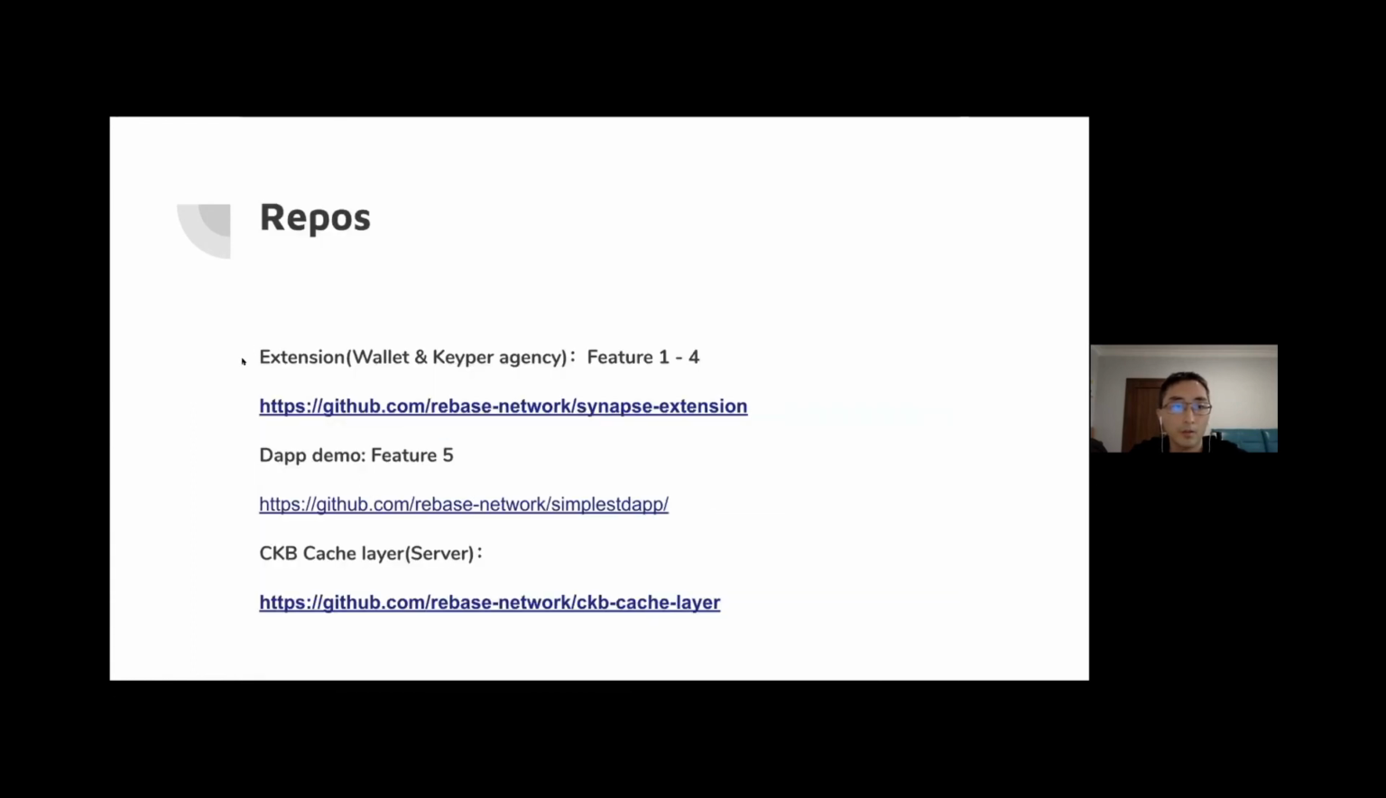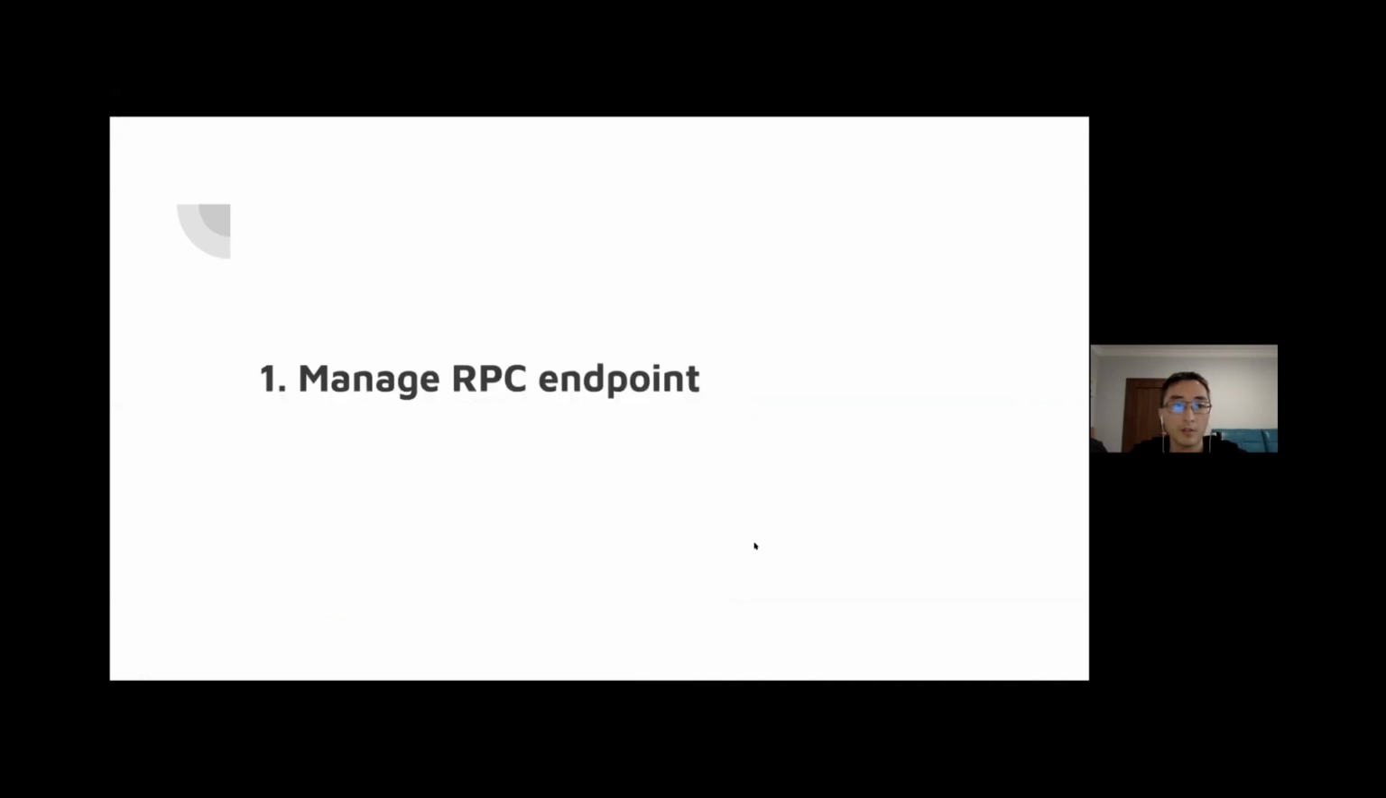All the repos are here. This is the extension, which includes the wallet and Keeper agent. It includes features 1 to 4. And the DApp demo is feature 5. It is here. Actually, this DApp is forked from Sean's repo. And this is a server-side CKB cache layer. The link is here.